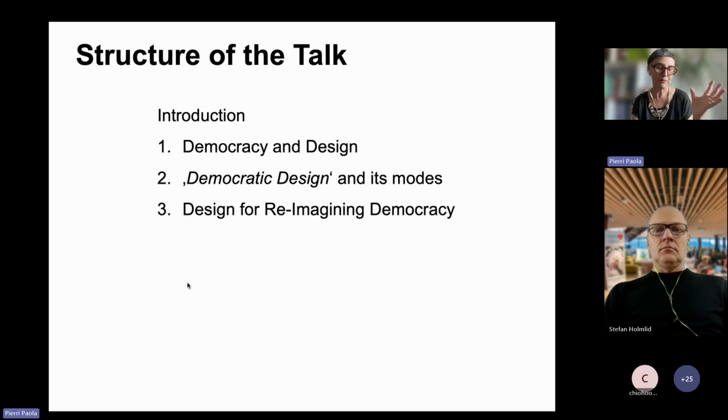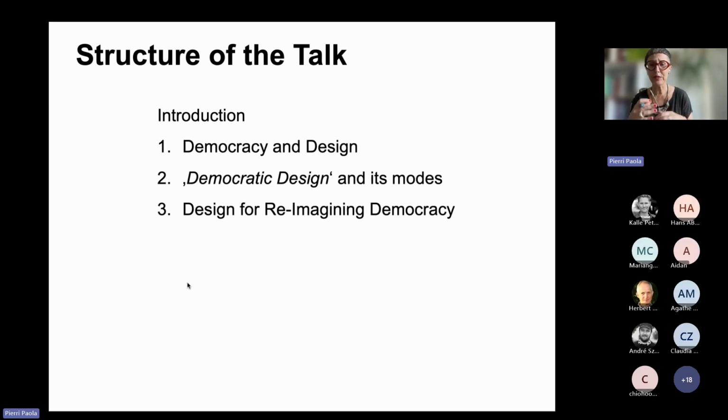I've organized the seminar in 3 parts. In the first one, I'm going to try to sketch the landscape in between design and democracy, as I see it. In part 2, I'm going to introduce what I call democratic design, following the work of Michael Soward, and I'm going to talk about his work in a moment. And then in part 3 of the seminar, I'll try to put forward my definition for a version of democratic design towards the reimagining of democracy.